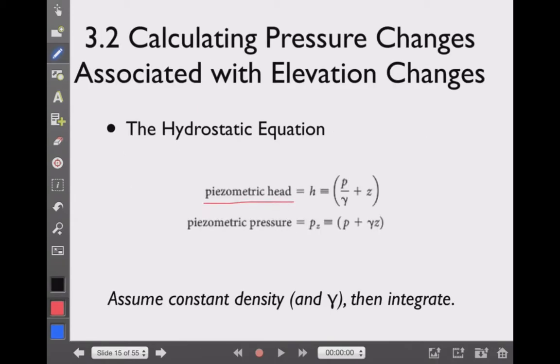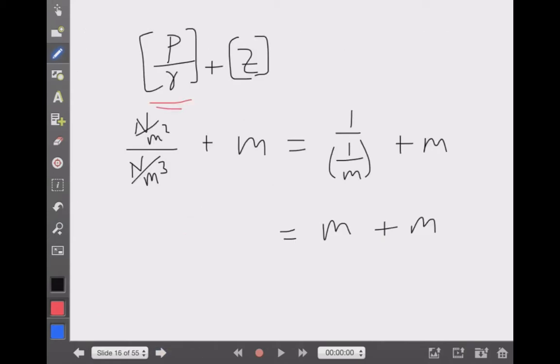And we can use this as the head form of this equation in fluid statics. Now we can also keep the units in terms of pressure, and we can define a piezometric pressure, which is the compressive pressure inside the fluid plus gamma times z. This is newtons over meter cubed times a meter, which gives us Newton over meter squared. So these are both in pressure now. And typically we assume constant density inside the fluid, and therefore gamma is constant inside a single type of fluid.